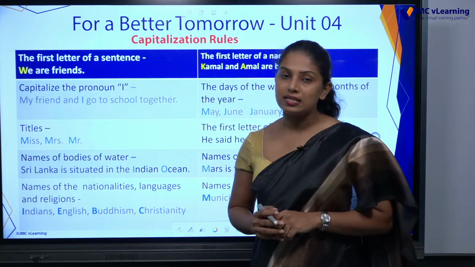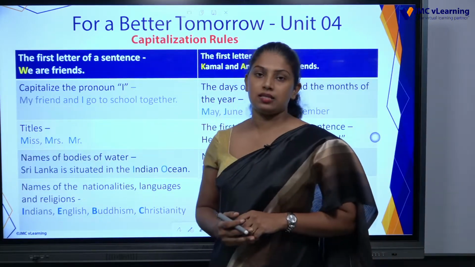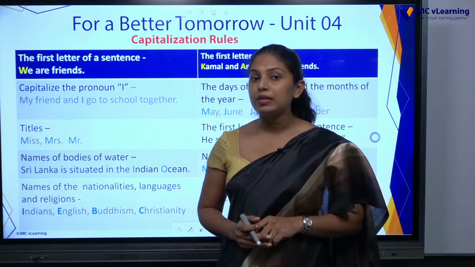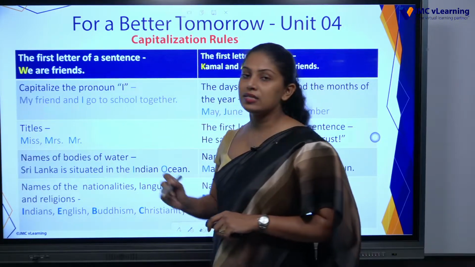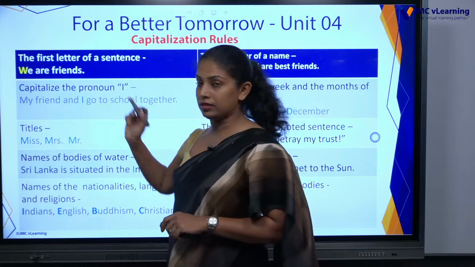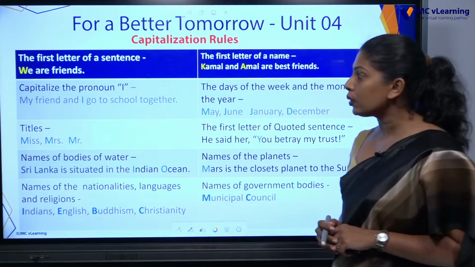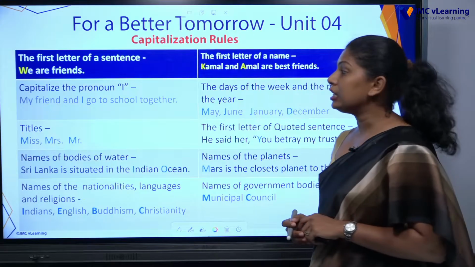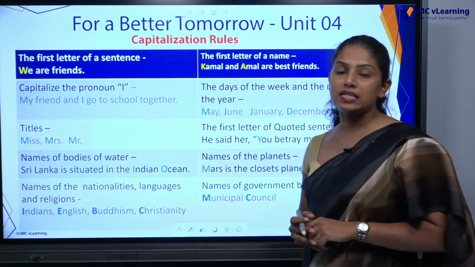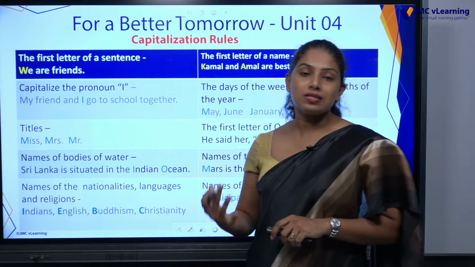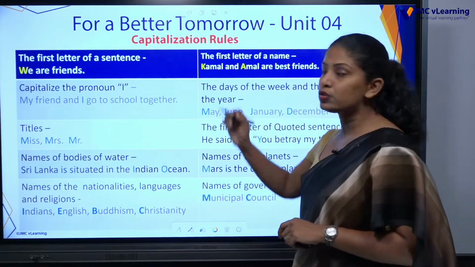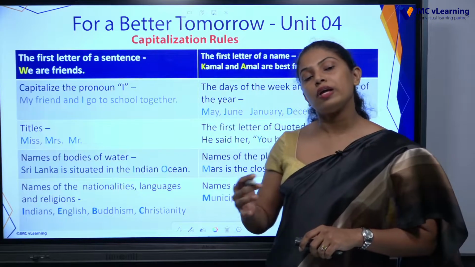Now we are going to talk about it in this lesson as well. When we are starting a sentence, the first letter must be in capital. That is very important. The first letter of a sentence always starts with a capital letter. You can see here I have given an example. We are friends. When you see that sentence, you can see that I have colored the first letter in yellow because we are using that as a capital letter. Wherever you are starting a sentence, the very first letter you have to write in capital. So the first rule of capitalization is when we are starting a sentence.